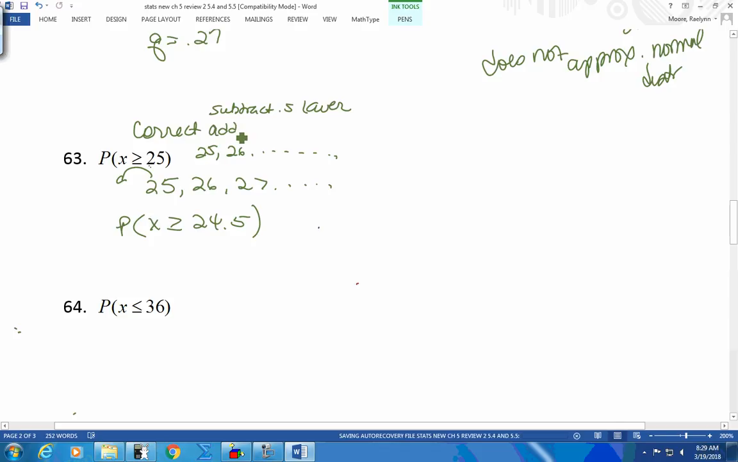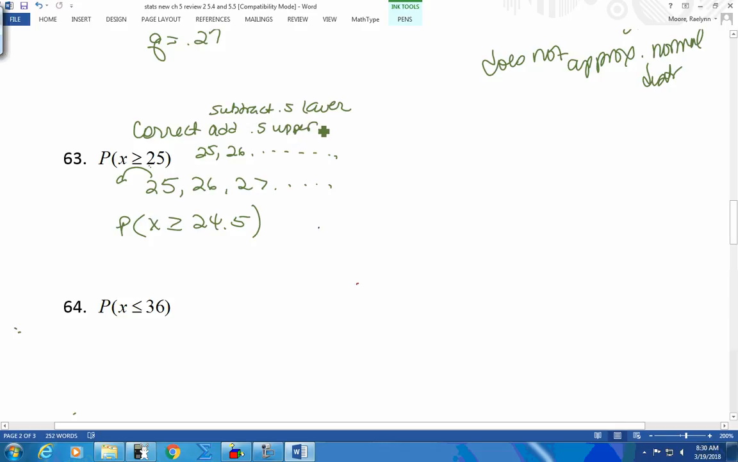The big thing is facing: x is greater than. Where is it pointing to? It's pointing to the right. What kind of numbers are to the right on your number line? Bigger, greater numbers. What numbers are to the left? Lower, less than. Add 0.5 to the upper if it's the other way around.